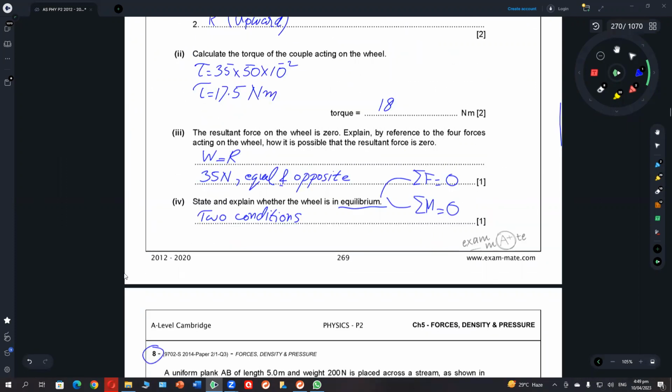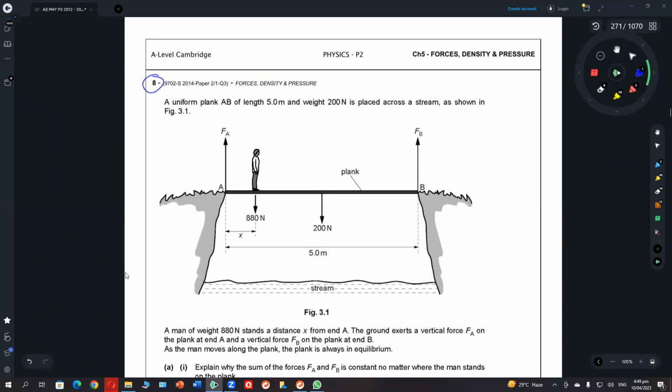Now, number 8. Now he says state and explain whether the wheel is in equilibrium. It is fine, but this is not fulfilled. It is that chapter which contains another tricky topic, which is called upthrust. Now, a uniform plank AB of length 5 meter and weight 200 Newton is placed across a stream as shown.